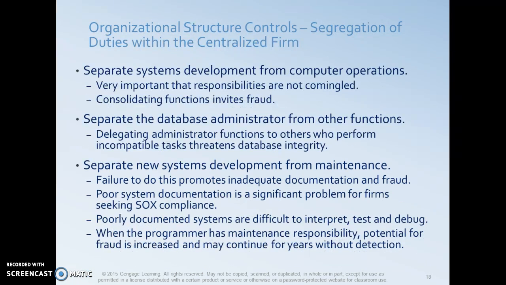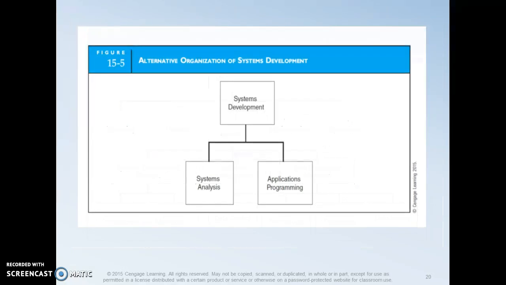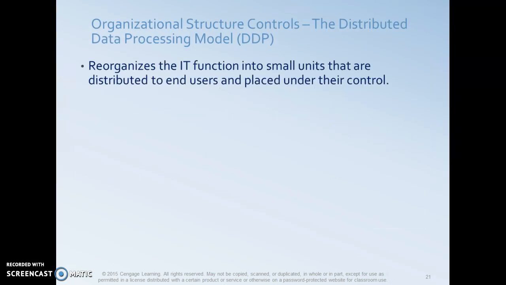So we've kind of talked about this in earlier chapters. I want you to go through the importance of what we call segregation of duties. If certain duties aren't segregated, there's a much higher risk that fraud can be committed. This is just an organizational structure. This is an alternative organization of systems development.